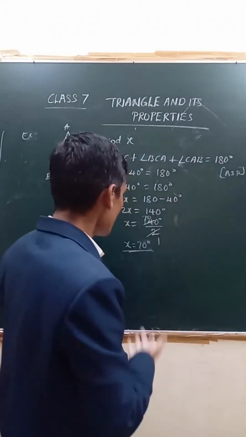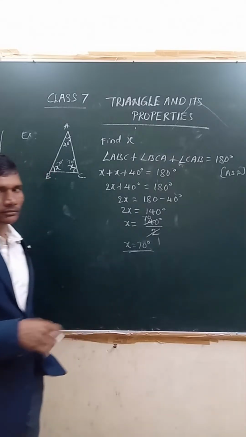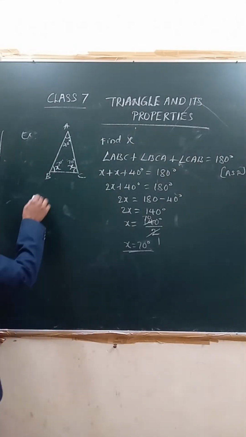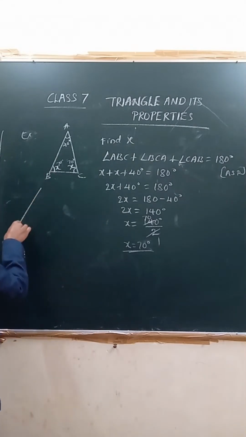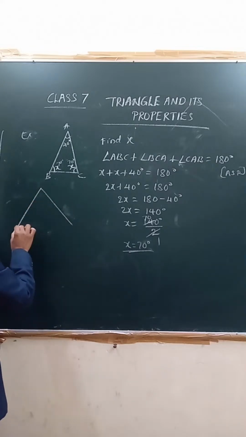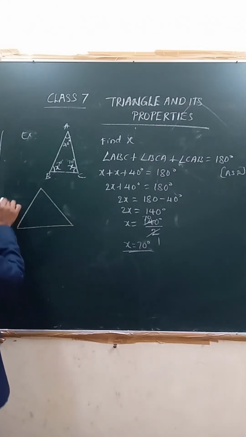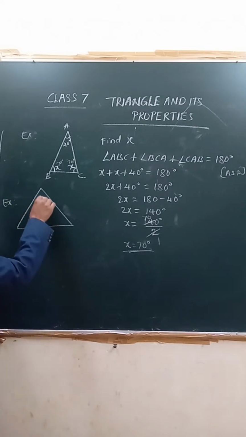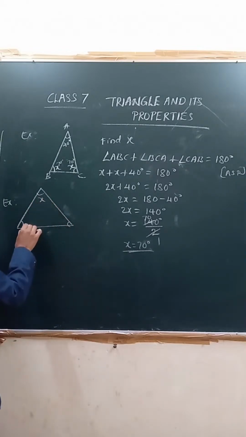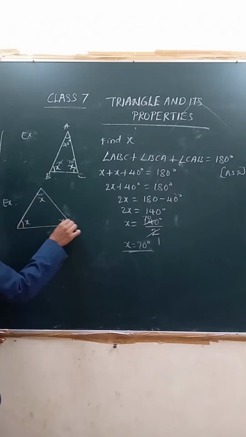This is one more type of problem we can say. In the same way, if a triangle is given, right? If a triangle is given, next example I'm showing. In this triangle, all the angles are not given at all, just they are given like this, x, x, x.